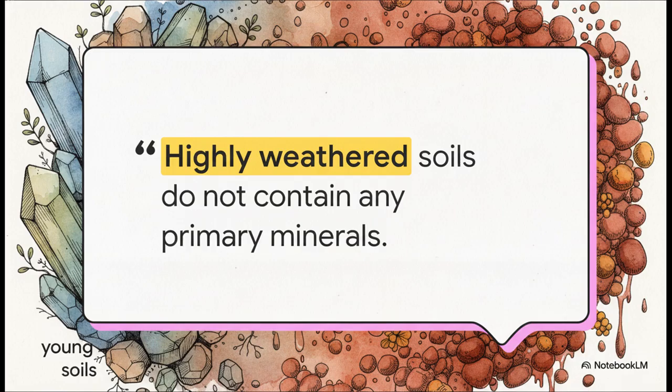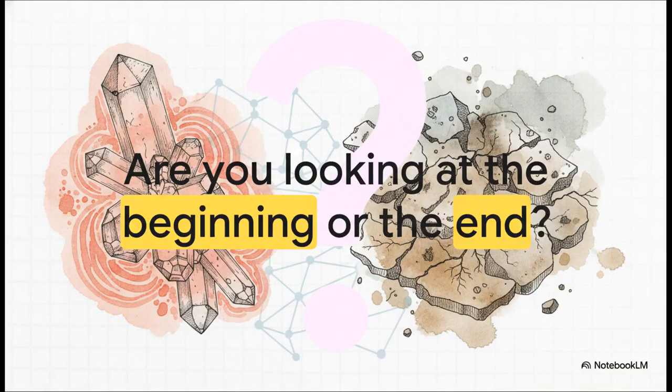So, while you're definitely going to find primary minerals in young soils, once they reach that advanced stage of weathering, they're completely wiped out, fully replaced by secondary minerals. So keeping all of these incredible processes in mind, from magma cooling into intricate geometrical forms to the sheer dominance of silica frameworks and the brutal stages of weathering, I want to leave you with this thought. The next time you step outside and examine the dirt beneath your feet, are you looking at the beginning of a primary mineral's life or the very end?